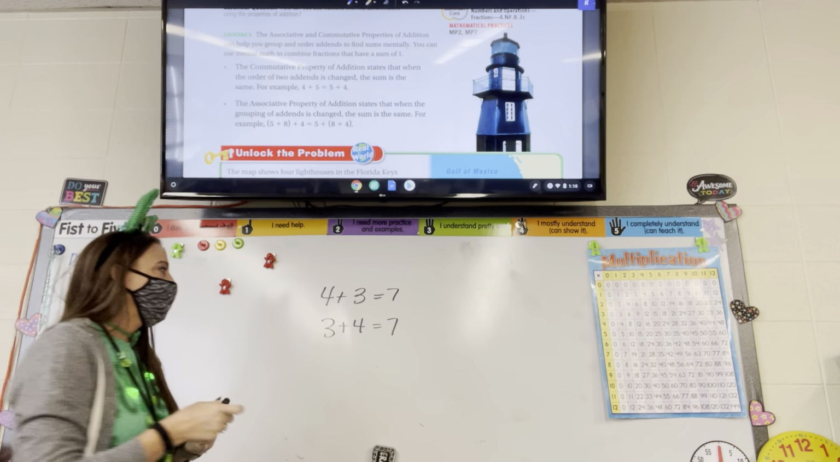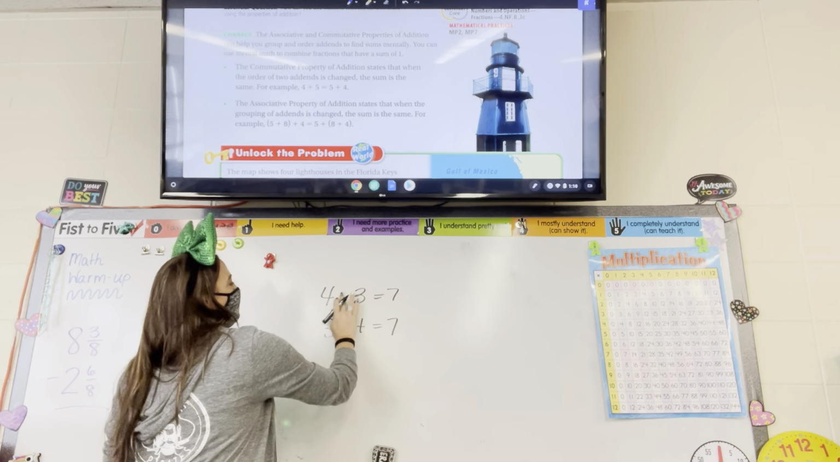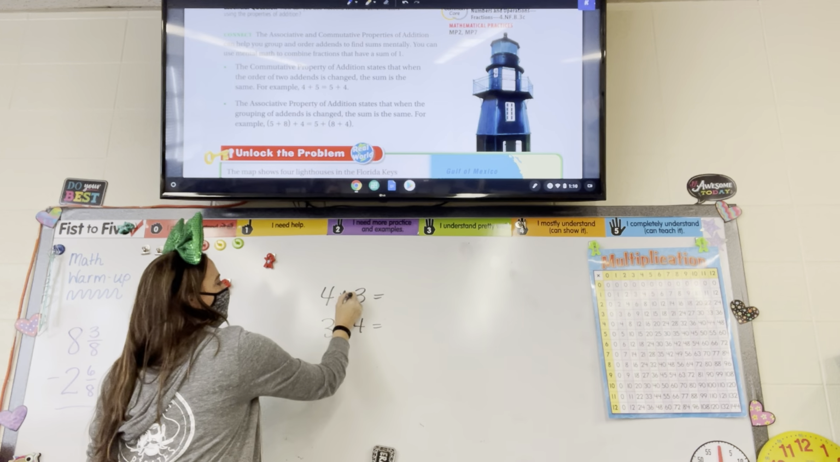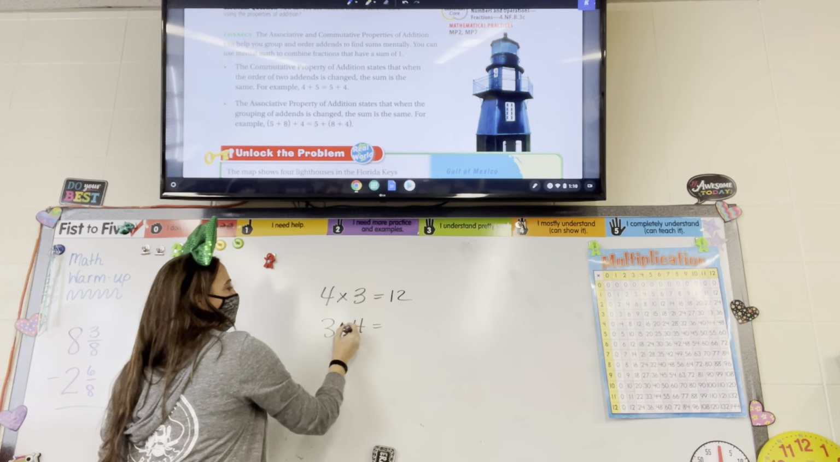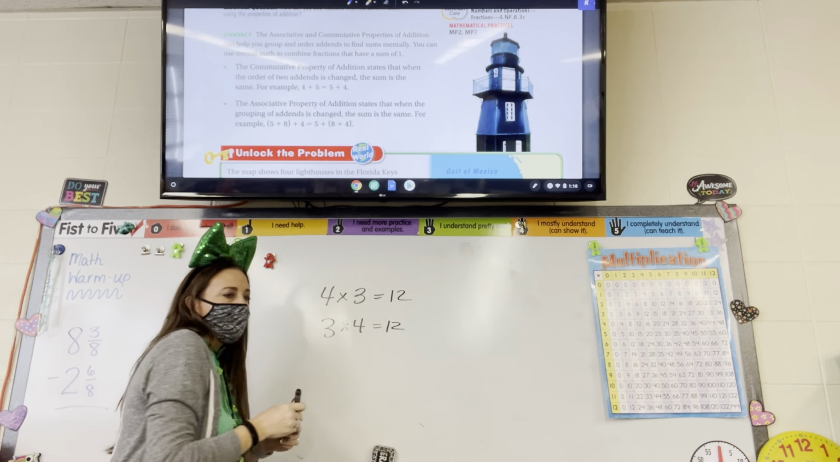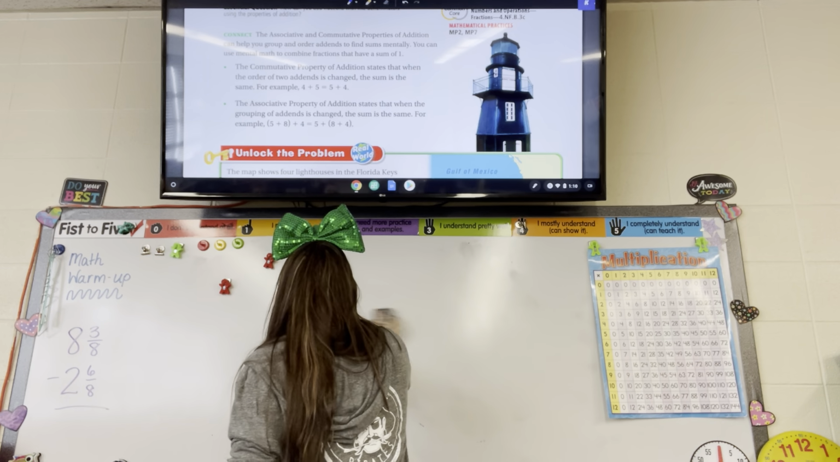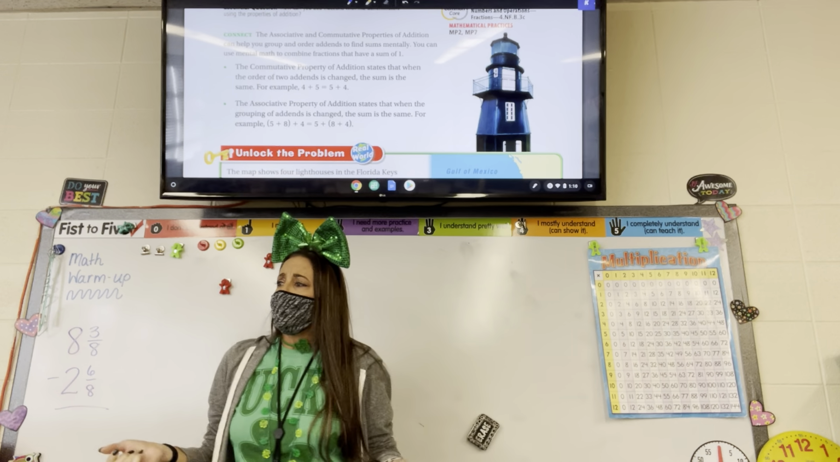Multiplication. Very good. Because, like addition, multiplication, 4 times 3 is 12, and 3 times 4 is 12. Okay, the other property that we're going to be using today, and properties are kind of like rules.